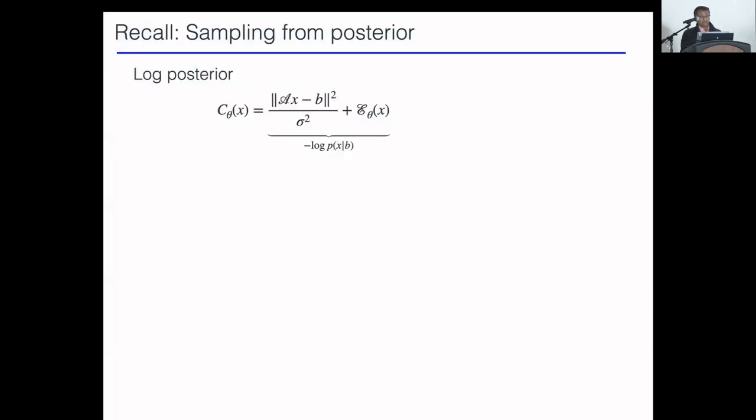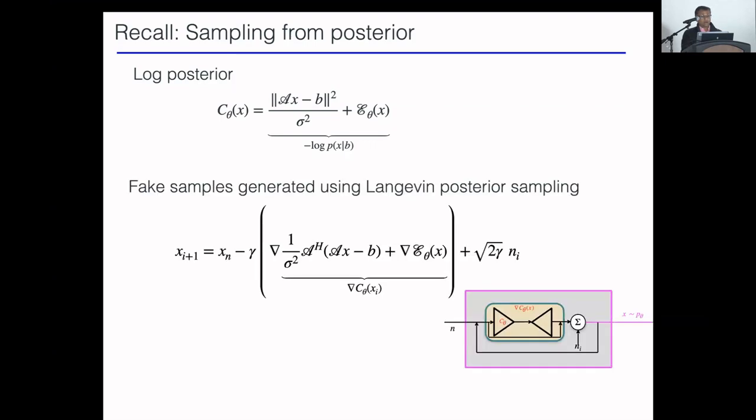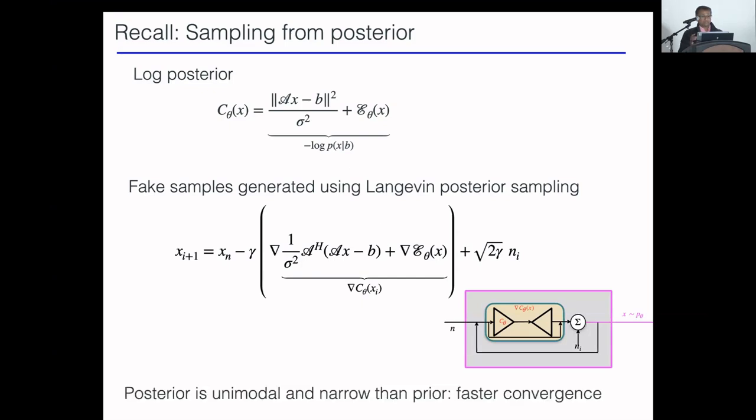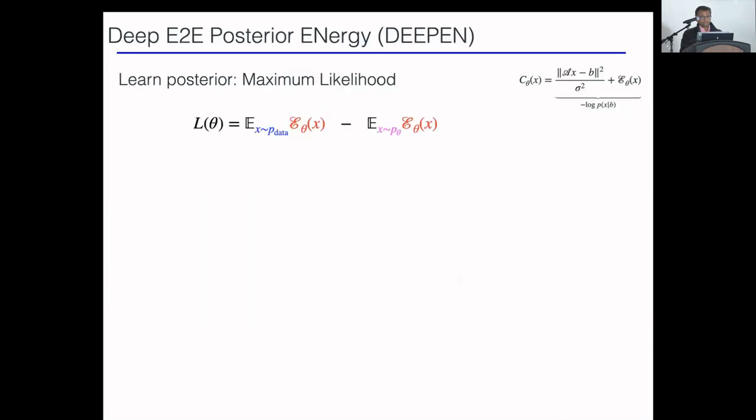So now let's look at sampling from the posterior. We have an energy here, and we have the data term here. Let's now look at how to sample from this. We can sample from this posterior by using Langevin sampling. And this posterior is usually unimodal, or maybe it has a couple of small modes, and it's much narrower than the prior. So this means that the convergence of this Langevin chain is usually much, much faster than doing prior sampling that is typically done in diffusion models.